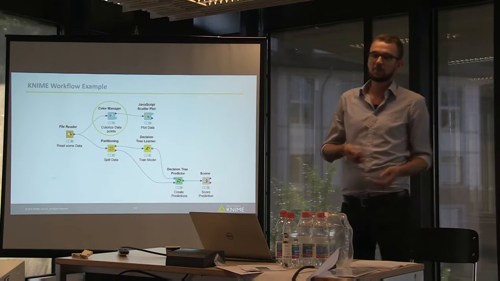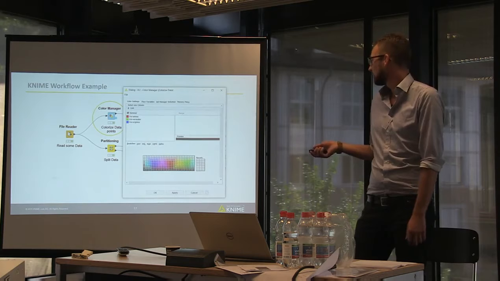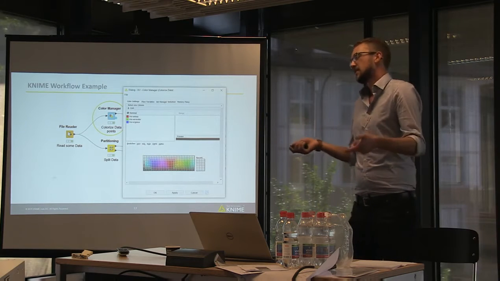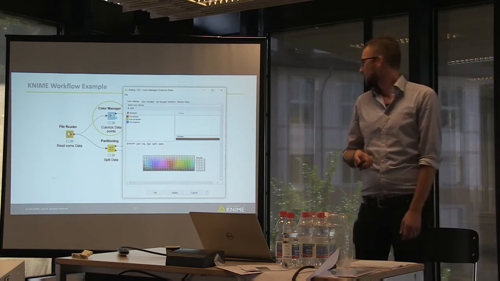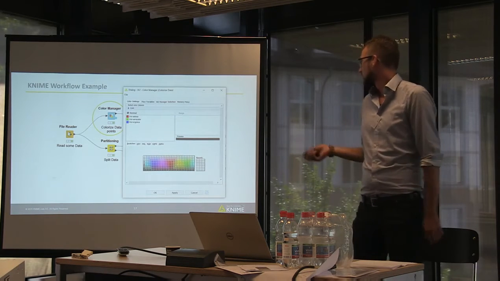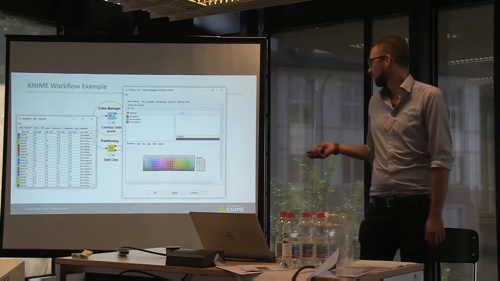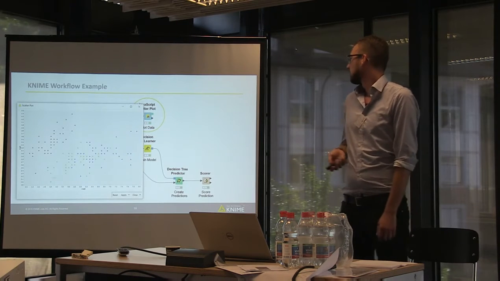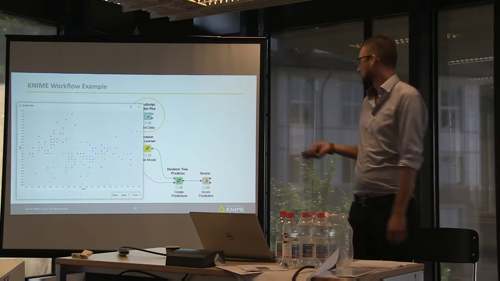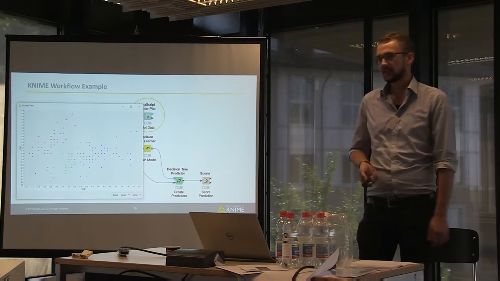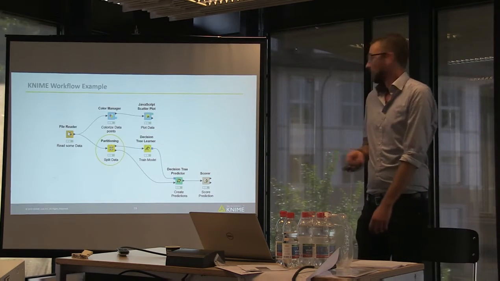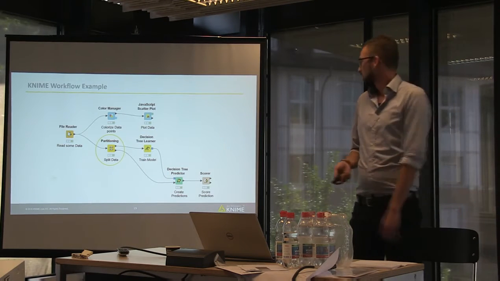Then, for example, we may want to visualize it. We can use a color manager, so we can assign a color to each of these rows corresponding to the class, which looks like this. And then we can maybe connect it to a scatter plot and open the view and plot the data in a normal scatter plot.